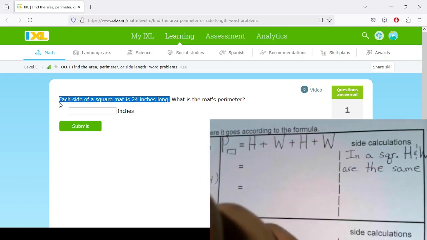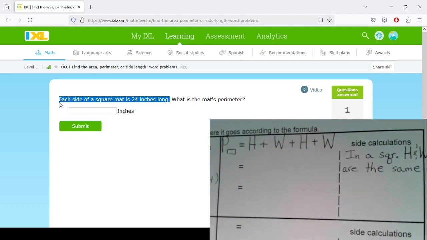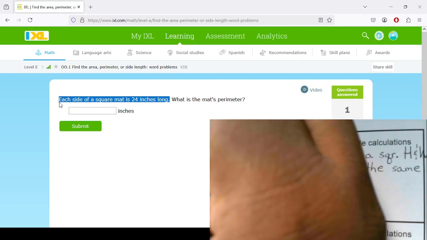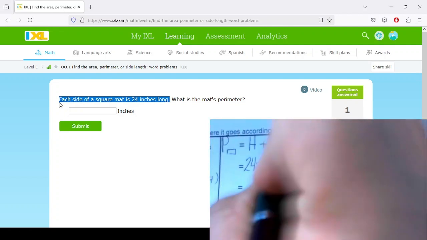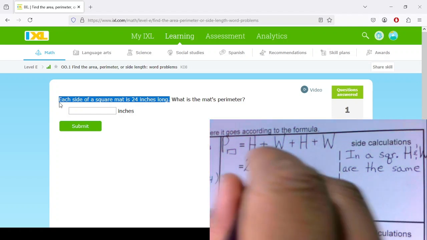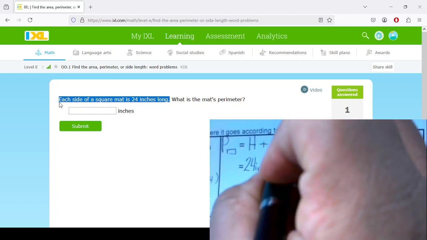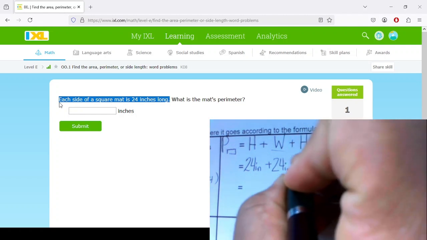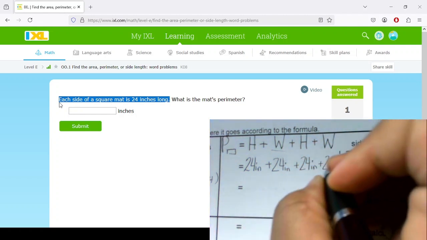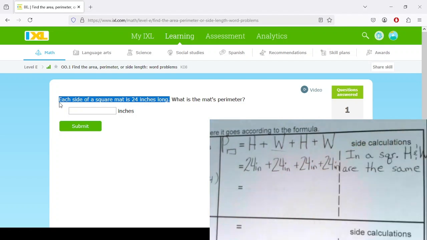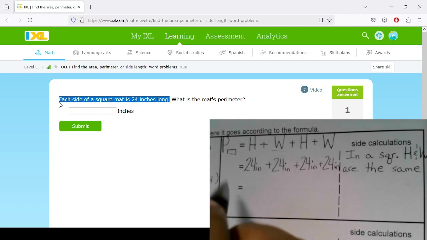They told me that each side of a square mat is 24 inches long. So if it's 24 inches long, I'm going to write 24 inches. Then it is also 24 inches wide. Plus 24 inches plus 24 inches. So 24 plus 24 plus 24 plus 24.